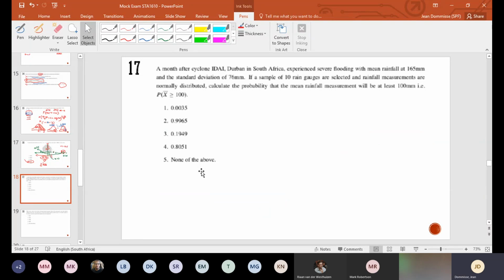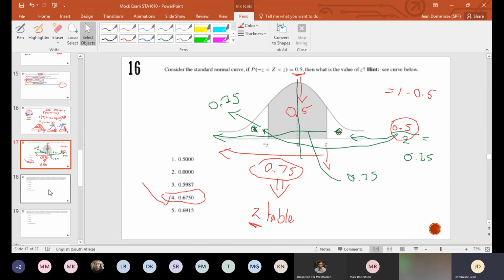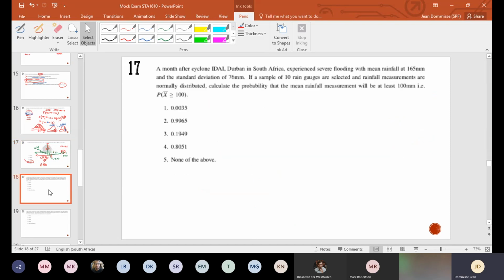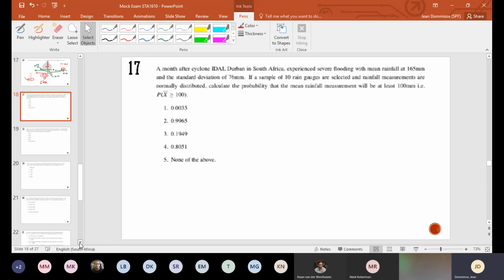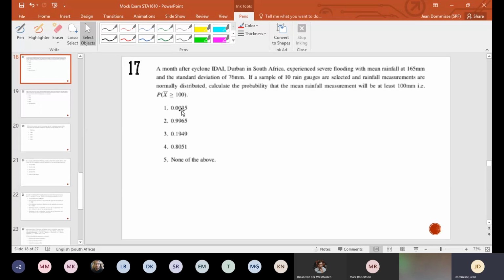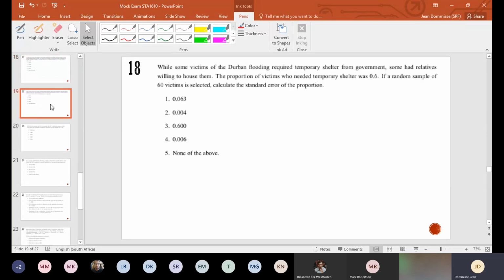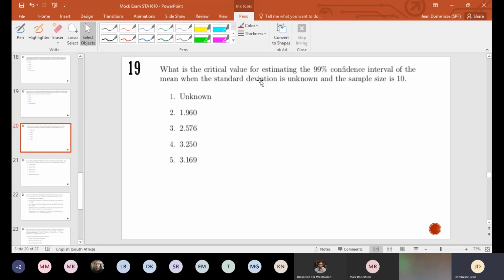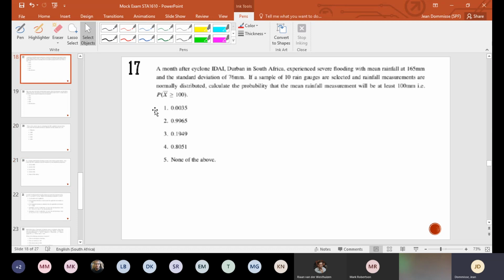Please, if anybody else has questions, this is now the time to ask, because once you understand it, it makes it so much easier to look at the other graphs as well. Okay, so another normal distribution. That's another one, and this one is a confidence interval. Okay, so let's look at question 17.